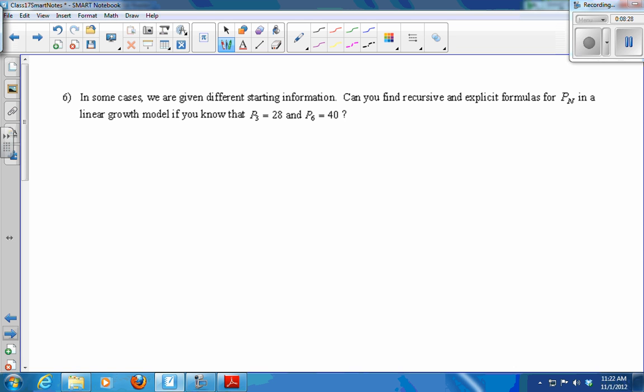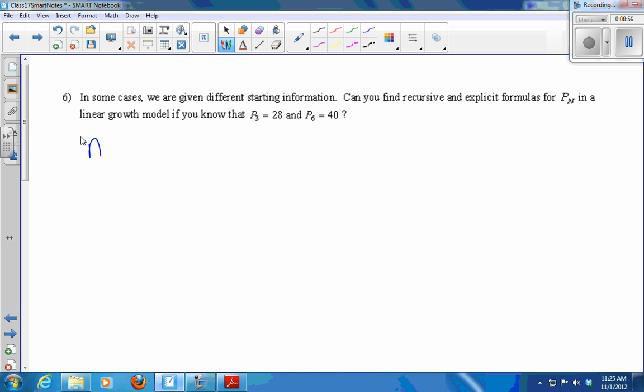In some cases, I can give you different starting information. In this case, I gave you P3 and P6. And I want you to try to find a recursive and an explicit formula for Pn. So work in your groups, see what you can come up with. Okay, I saw lots of different approaches here. I'll show you a couple that I thought explain what's happening nicely.